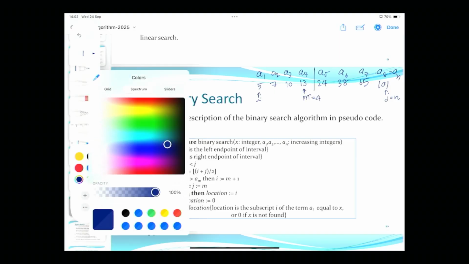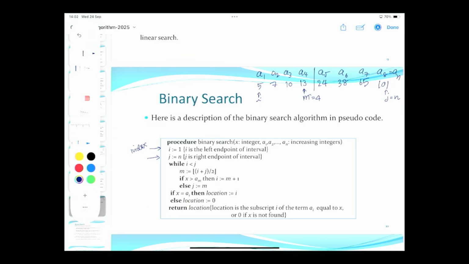M is 4, right? So this divides the list into 2 halves. The list of size 8 becomes two parts of size 4, where M points at the largest element in the first list. And then suppose we want to find X. Suppose X is the number 38. You want to find if 38 is in the list.